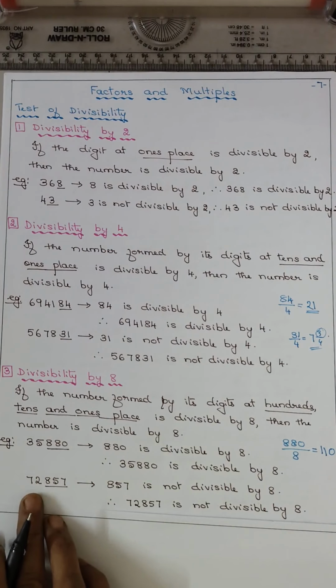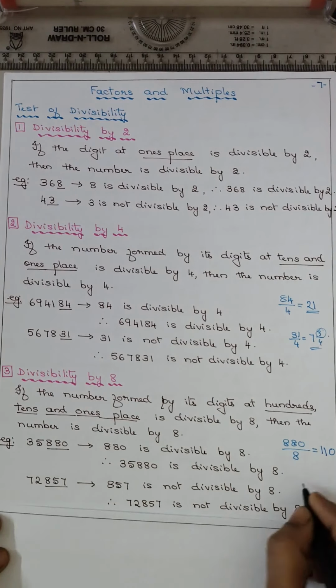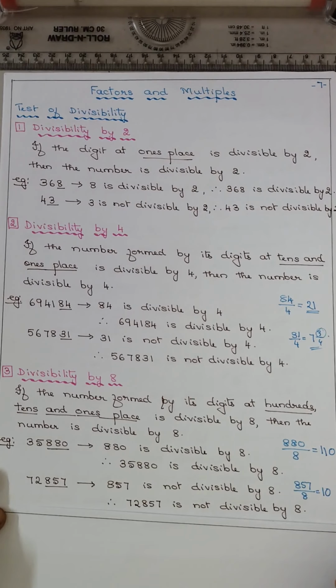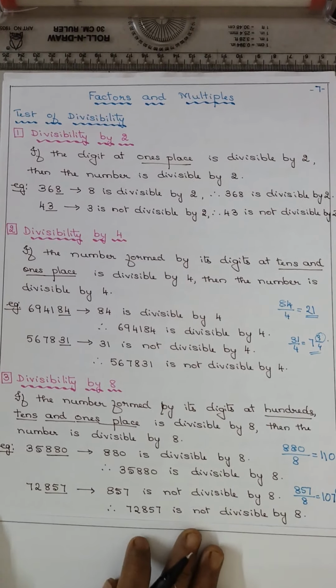Now 857. Now 857 upon 8. 8 ones are 8. 5 does not go, so 0 because it is smaller. Now taking 57, 8 sevens are 56, but 1 remains. 1 is the remainder. So this is not exactly divisible. So the whole number is not divisible by 8.